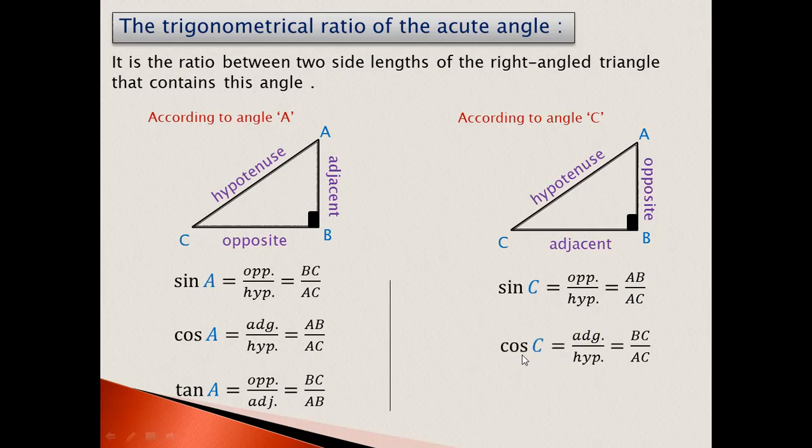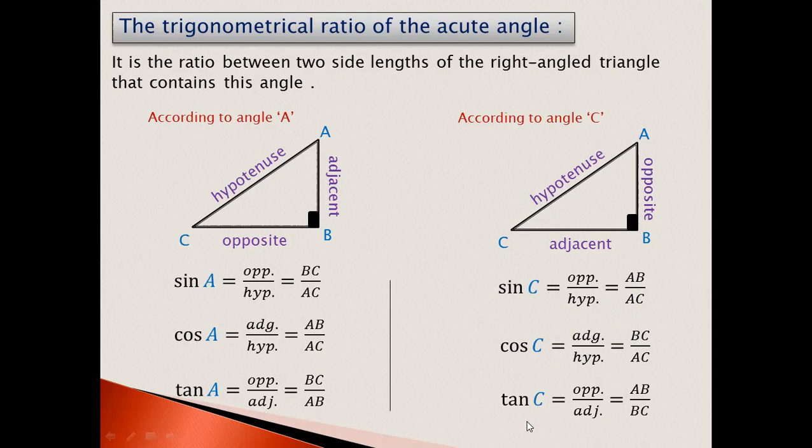What about cosine C? As we said before, cosine of the angle equals the ratio between the adjacent side of this angle and the hypotenuse. The adjacent side of the angle C is BC, and the hypotenuse is AC, so it's going to be BC over AC.